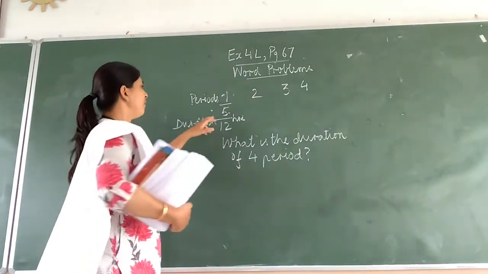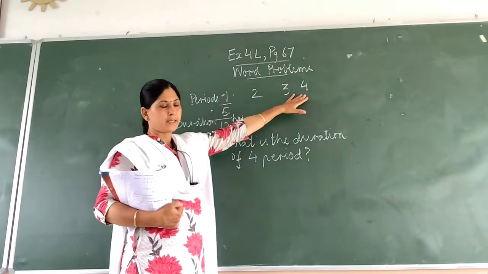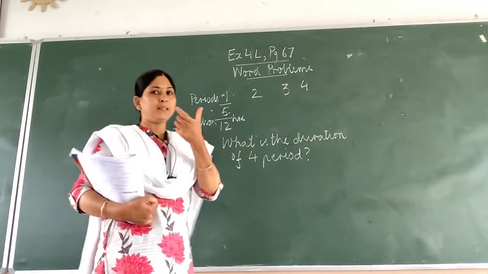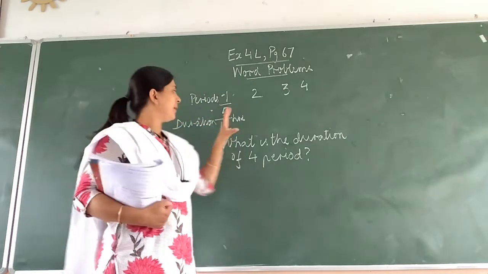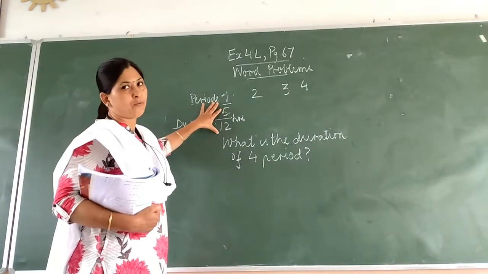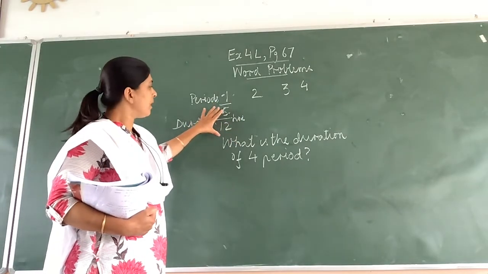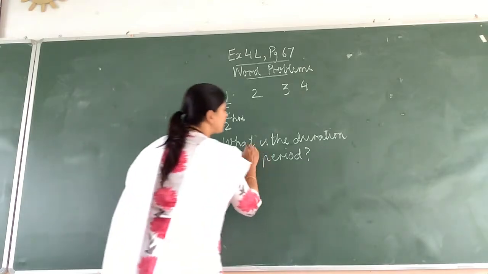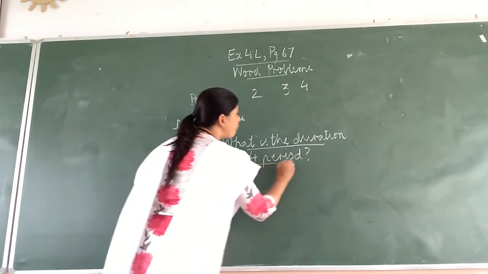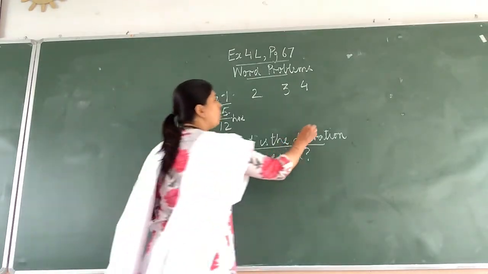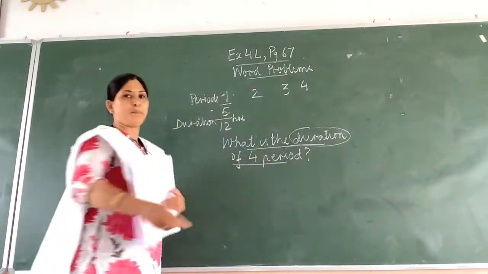Now see, we know that the teacher takes 4 periods in a day and the duration of 1 period. Duration means the length of 1 period. A period is of this much time, 5/12 hours. This is the duration of a period. Now we have to find what is the duration of 4 periods. This has to be found. What has to be found? What is the duration of all 4 periods?